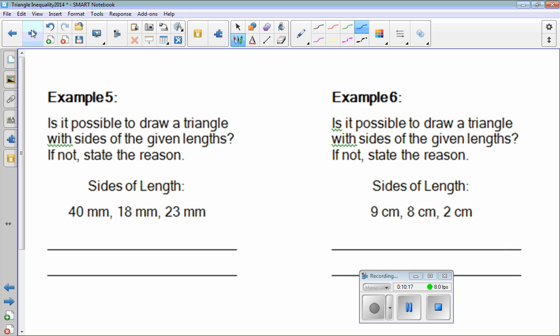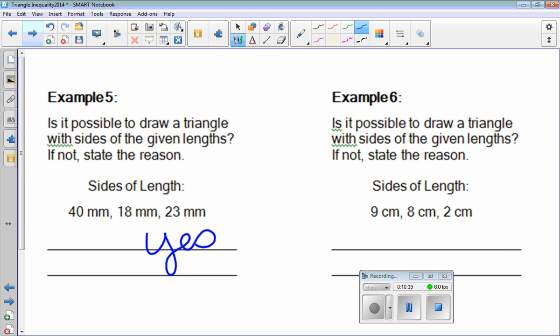What do they add up to be? 41. 41, which is bigger than 40, right? So it's going to be barely a triangle, but it'll be a triangle nonetheless. Can you imagine what kind of triangle it would be? Would it be acute, obtuse? It'd be very obtuse because it barely makes that triangle, right? 41 is barely bigger than 40.